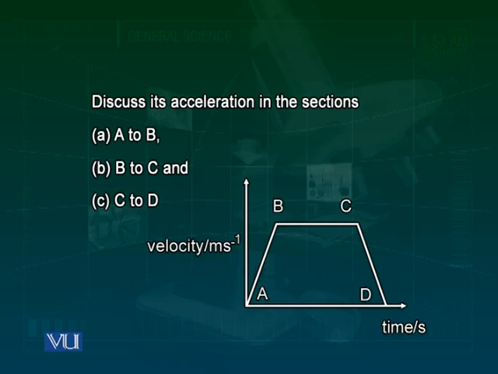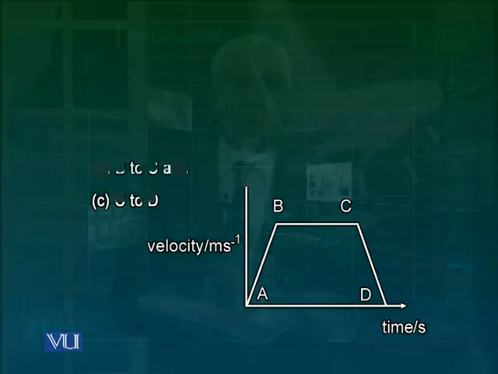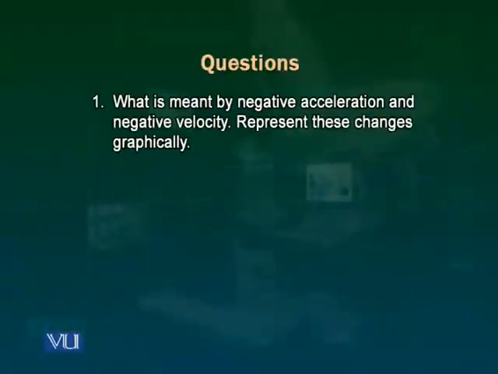Now, if from point A to B the acceleration was positive, in other words, the slope is positive upwards, here it is negative because it is going downwards. So we would say either the object has negative acceleration, or that the body is decelerating. And that is what we are going to conclude. It is decelerating. Now, let me pose some questions.